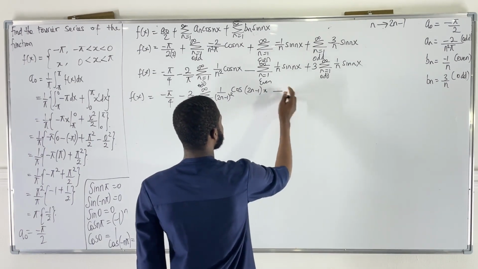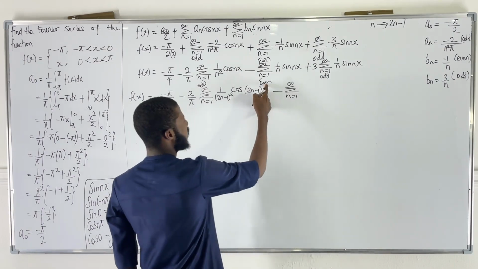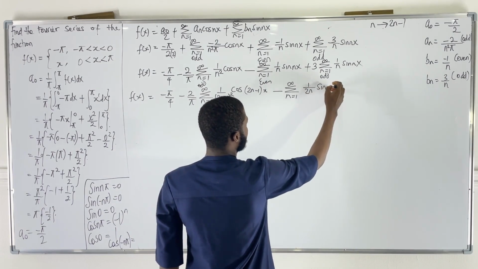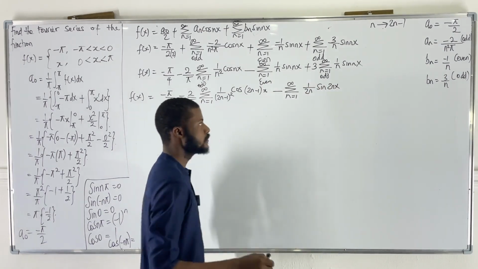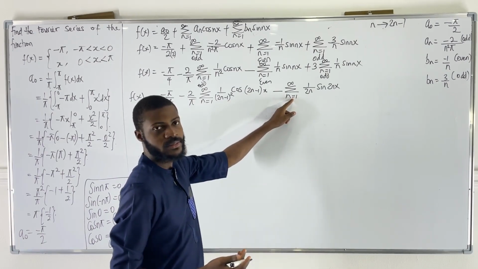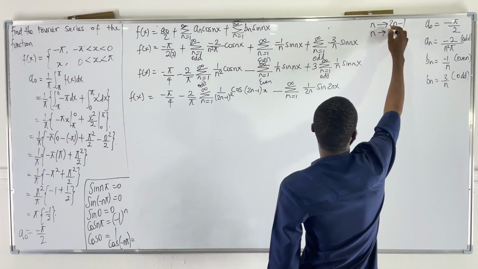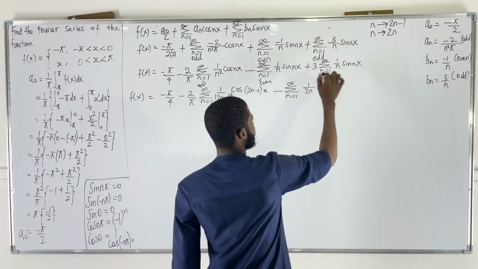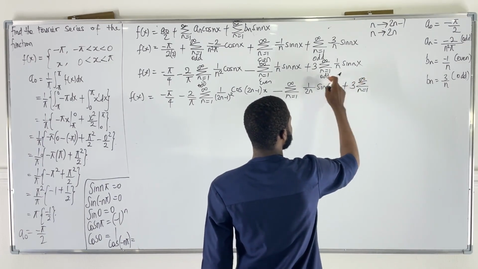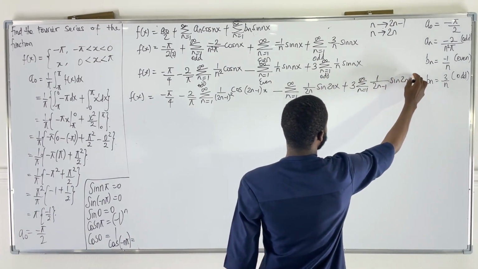And then minus the sum from n equal to 1 to infinity. Now, to make this always be even, you say this is 1 over 2n sine 2nx. So make it always be even. Anywhere you see n, you put 2n. So this one is always odd, then this one is always even. Now for this one, plus 3 with the sum from n equal to 1 to infinity. To make it odd, this is 1 over 2n minus 1 sine of 2n minus 1 x.